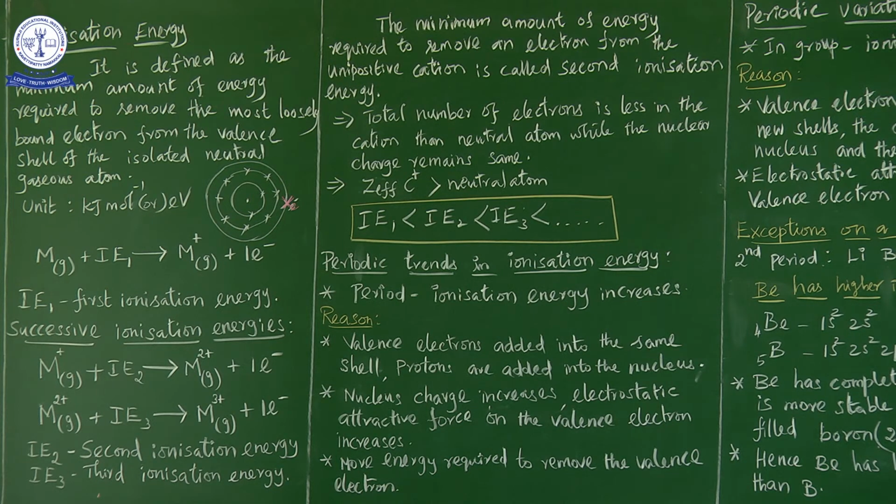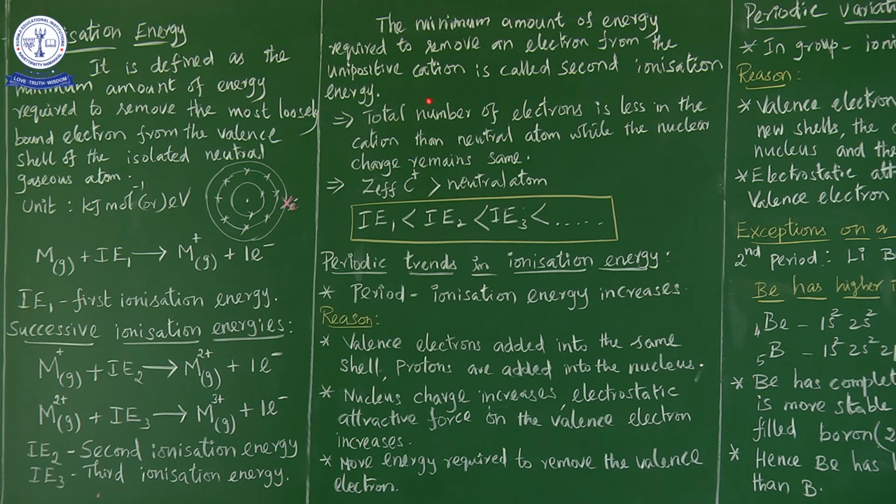the first ionization energy. அப்போ செகண்ட் அயனைசேஷன் எனர்ஜி எப்படி டிஃபைன் பண்ணலாம்? சேம் ஒன். The minimum amount of energy required to remove an electron from the monovalent gaseous cation or unipositive cation is called second ionization energy. Then similar to that, the third ionization energy is also defined. The minimum amount of energy required to remove an electron from the bivalent cation.